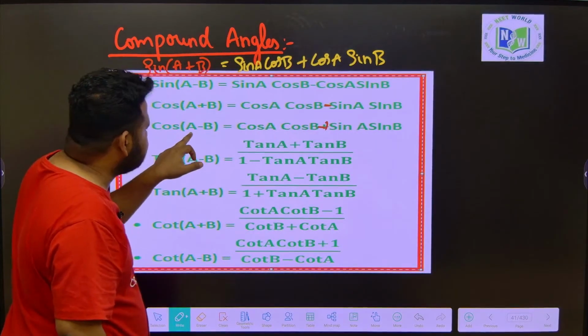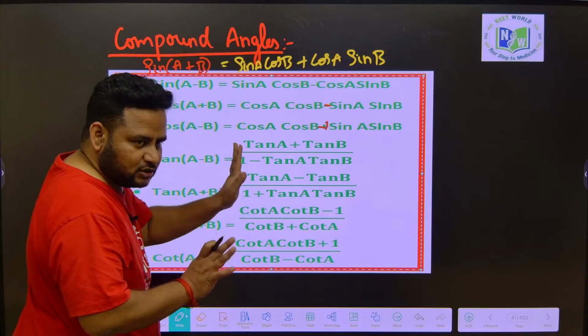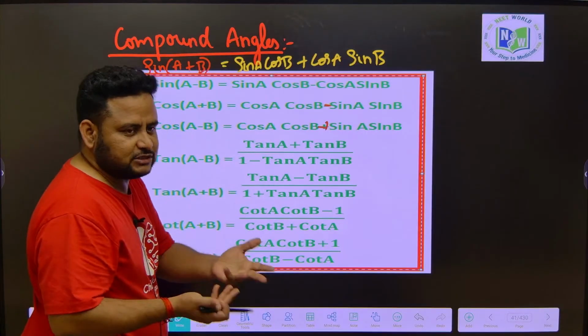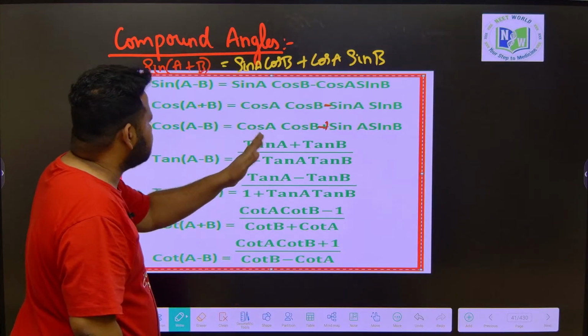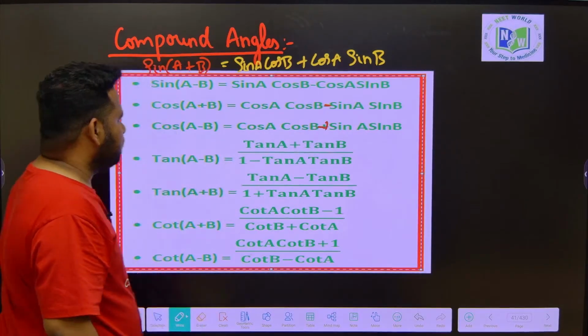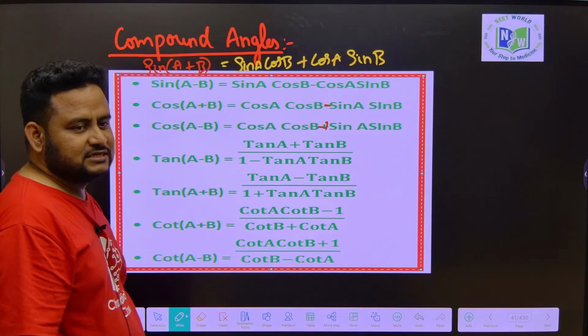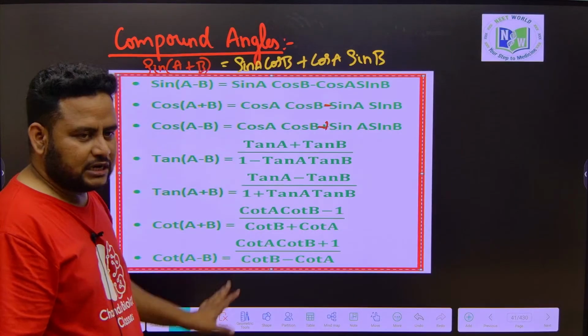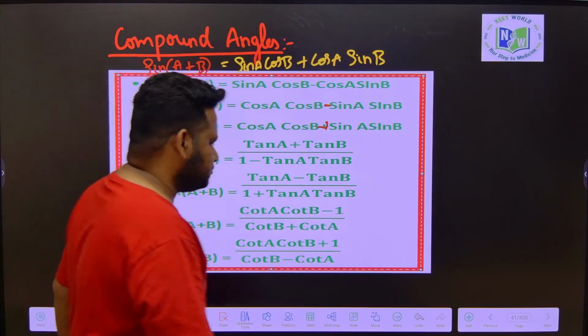Cos of A minus B is again cos will be with cos only. So what will sin do here? Obviously it has to go with sin only. So cos A cos B plus sin A sin B. Understood? Understood till here?